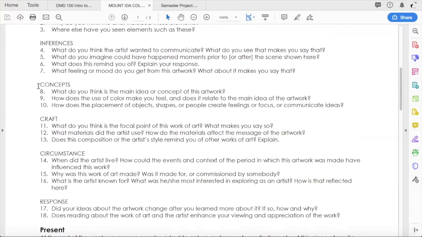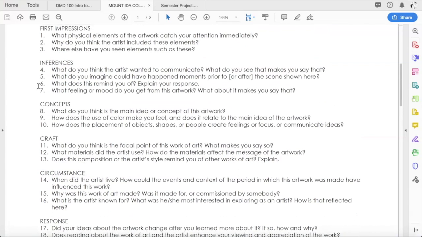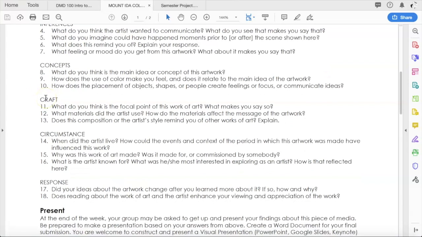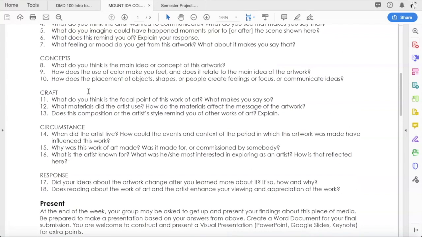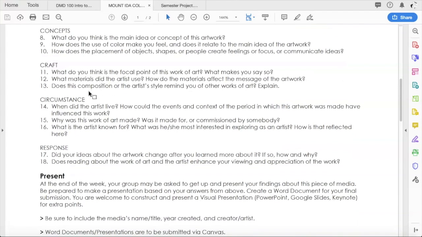These are different questions than the ones we had for television because, of course, the way you view and analyze art is different than the way you would view and analyze television. So there are different questions. Do your best to answer each of these as thoroughly as possible. Full sentences, please. Good grammar, etc.